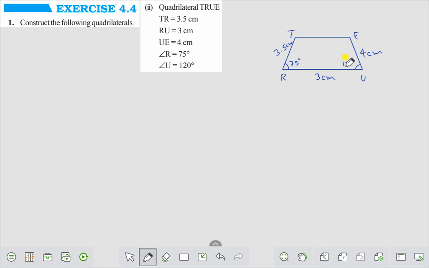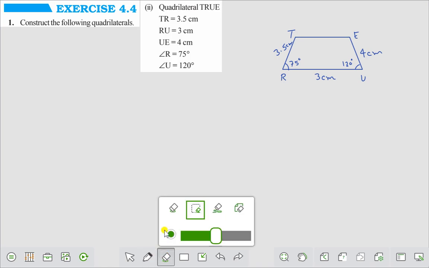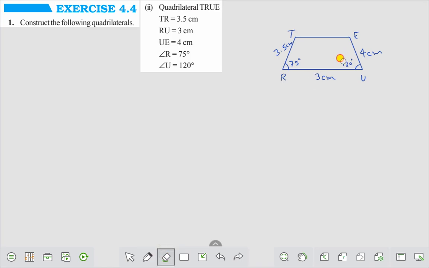Quadrilateral TRUE. It is given TR as 3.5 cm, RU is 3 cm, UE is 4 cm, angle R 75 degree, angle U 120 degree.